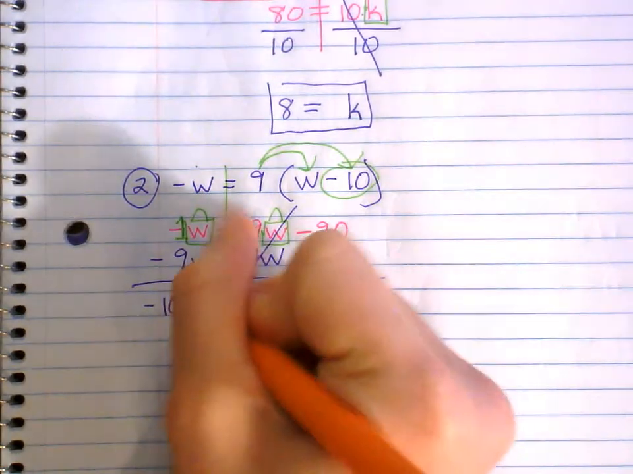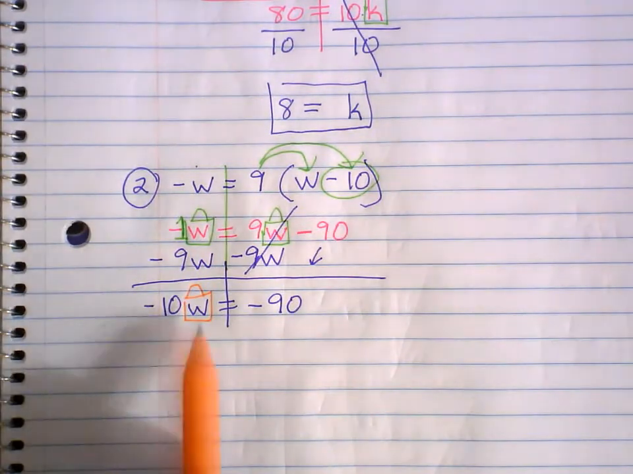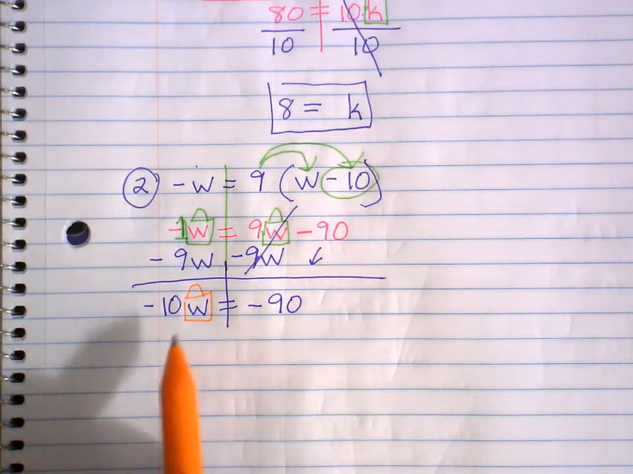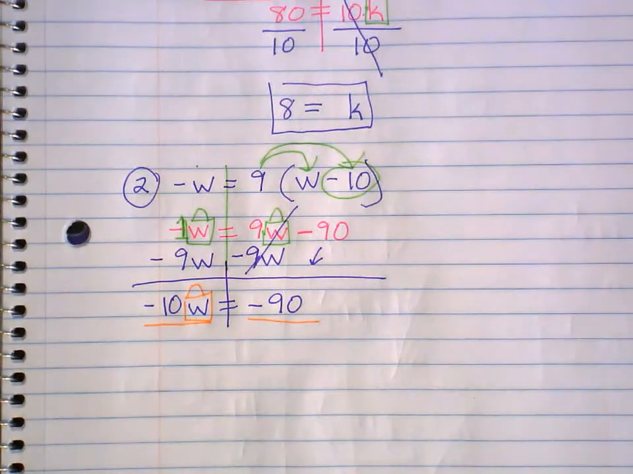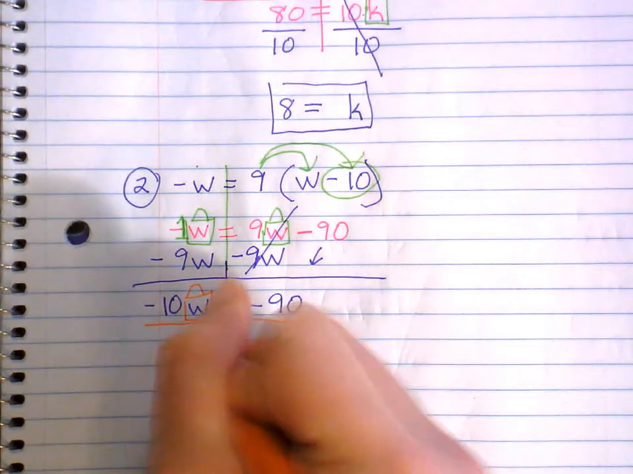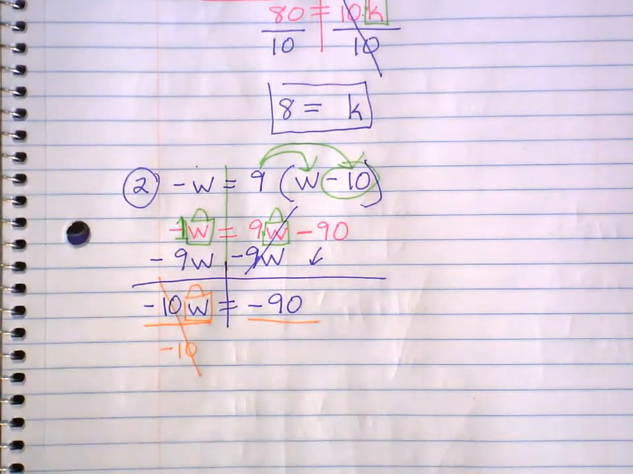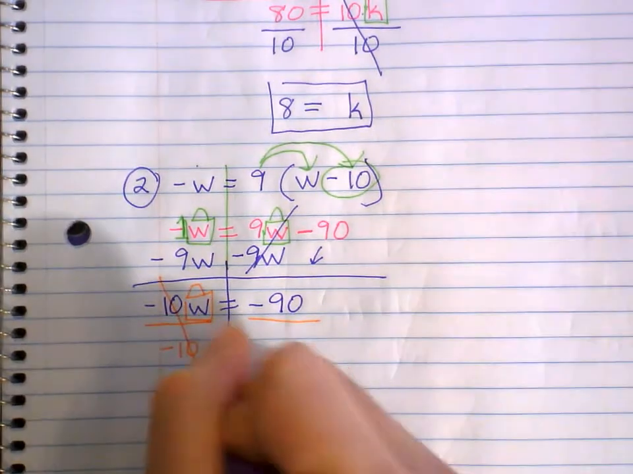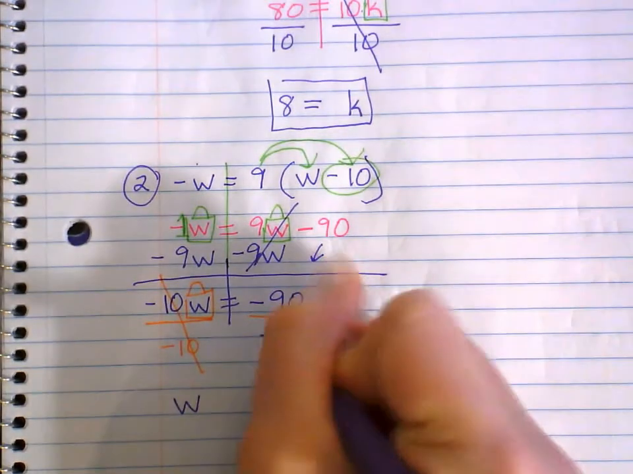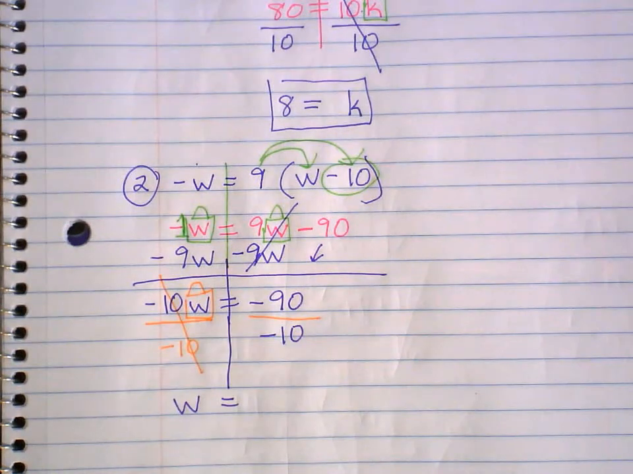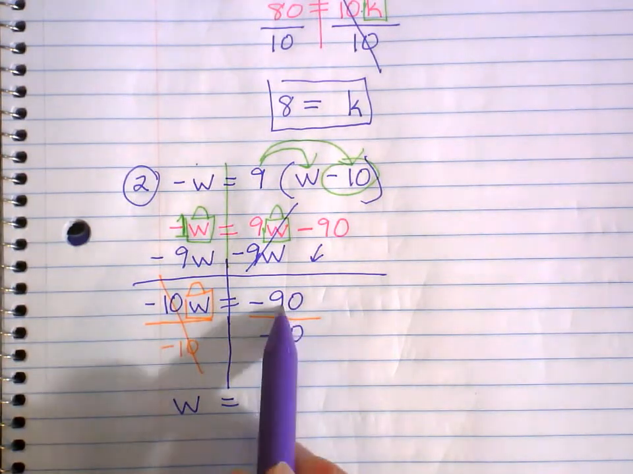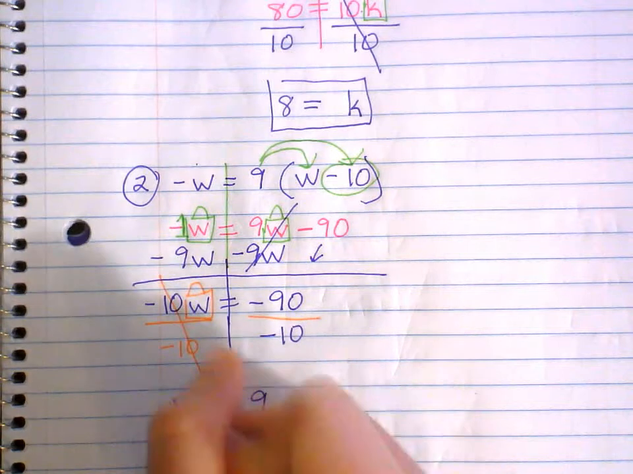Box it up. All right, they're touching, they're married. We have to undo that. Divide both sides by negative 10. So that leaves us with just the w. What we divide one side by, we divide the other side by. Negative 90 divided by negative 10. Negative divided by negative is positive. 90 divided by 10 is 9.